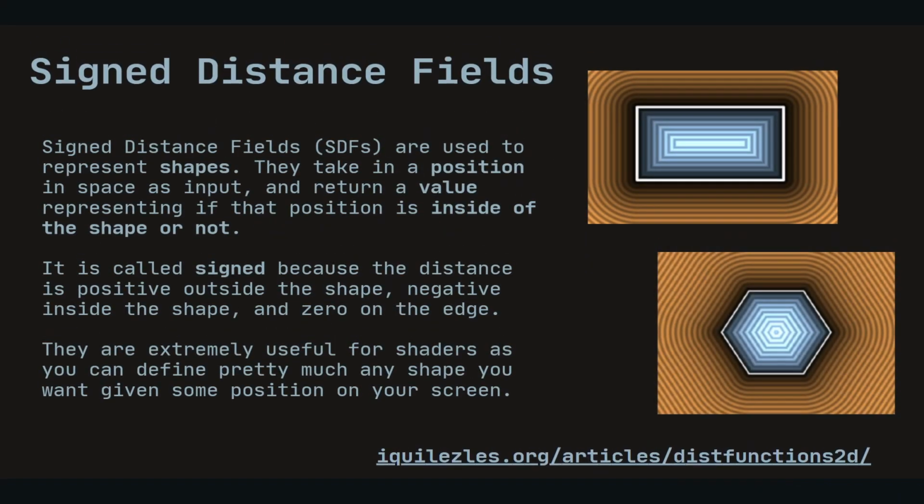All right, so next thing, signed distance fields. Pretty simple concept. They're used to represent shapes. They take in a position at any given input on screen, or anywhere, and they return a value. It's signed. The sign of the value that you get depends on whether it's inside or outside the shape. So a negative value means it's inside the shape, and a positive value means it's outside of the shape. So they're very useful for defining shapes.